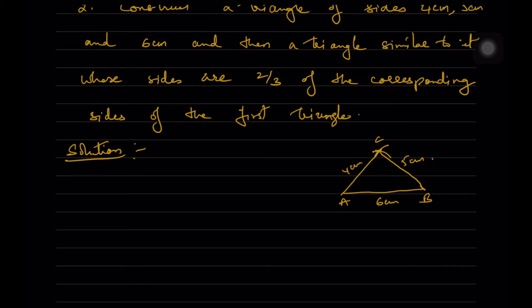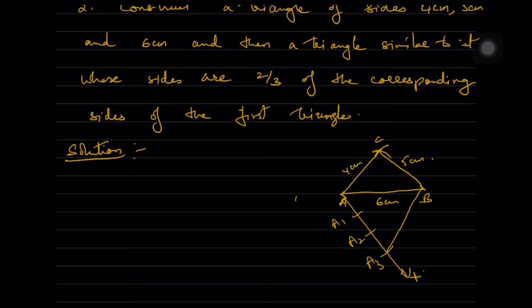Now after drawing this, from A, below AB, we make an acute angle and name the ray X. Because we have to draw a triangle 2 by 3 of the corresponding sides of the first triangle, we are going to divide this AX into 3 equal parts. So I am taking 1, 2, 3. Now you can name these A1, A2, A3, drawing arcs such that A A1 is equal to A1A2, which is equal to A2A3. Now join A3 to B.